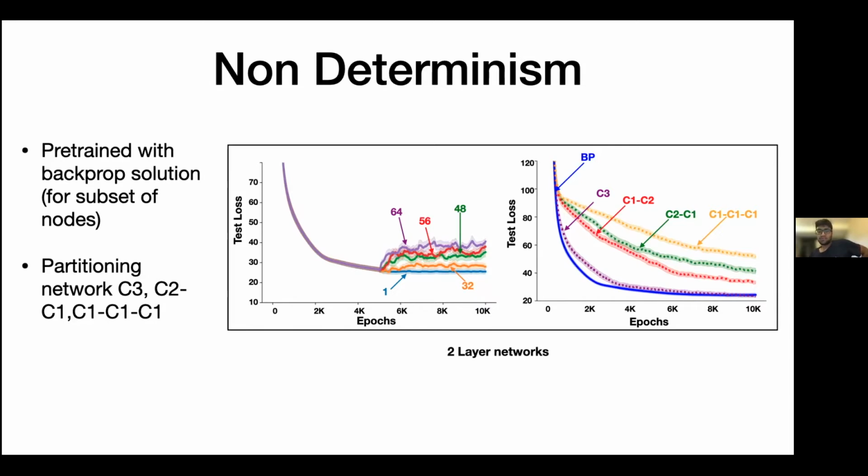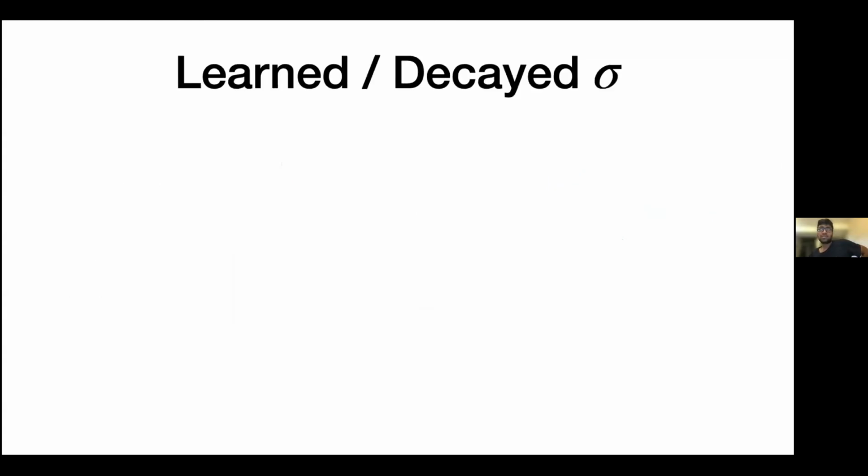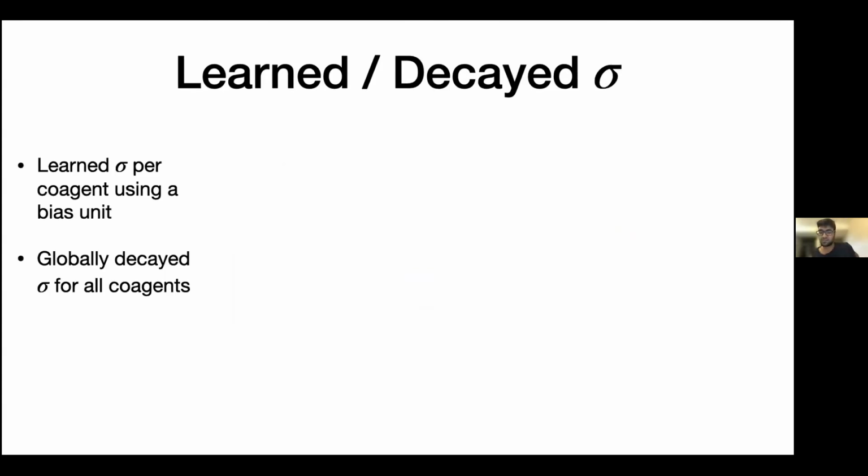Now, one way to deal with this is that in RL, we usually decay the exploration parameter. In all these experiments that we did, the sigma was fixed. We didn't decay it. So what happens if you try to converge the network to a deterministic policy? Will the performance increase? Will it match Backprop or not? There are two ways you can do this. In one way, we can learn the sigma parameter, which we tried by using a bias unit for each node. The second way is to just globally decay the sigma parameter for all the coagents together.